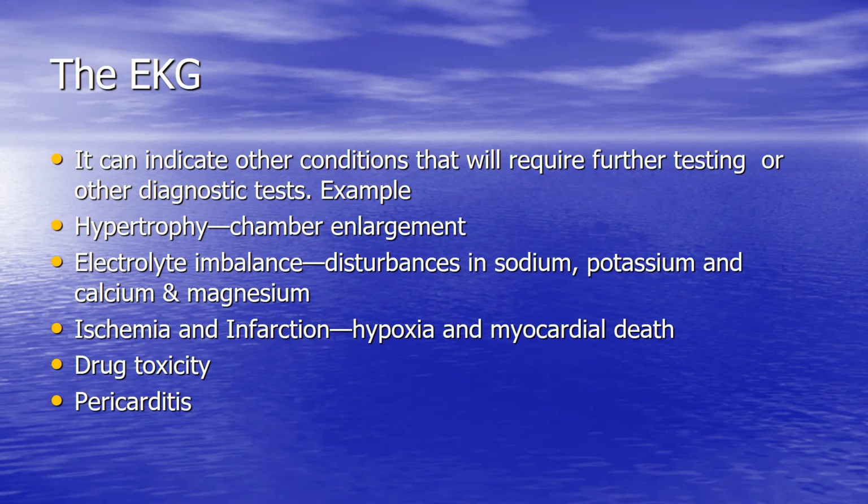Let's talk about the EKG. The EKG is a graphic representation of the heart's electrical activity. The EKG, or electrocardiogram, is also abbreviated as ECG. It gives us precise information about the heart's rhythm and the rate. It can be used to diagnose disturbances in the heart rhythm known as arrhythmias, and some textbooks call them dysrhythmias.